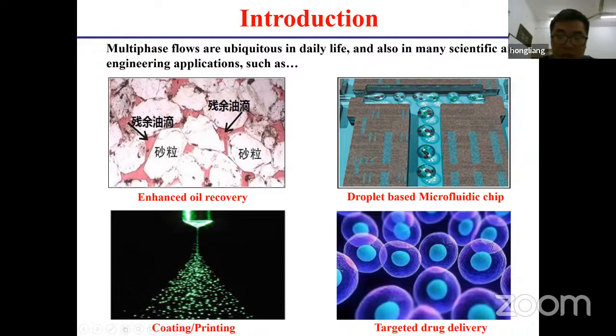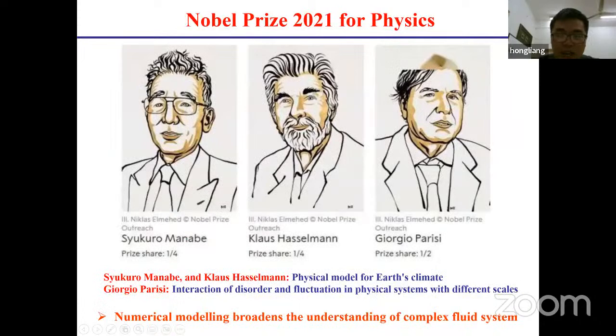Next. In 2021, the Nobel Prize in Physics was awarded to three physicists for their work on understanding complex systems. In this regard, we can see that numerical modeling broadens the understanding of complex fluid systems. Next.